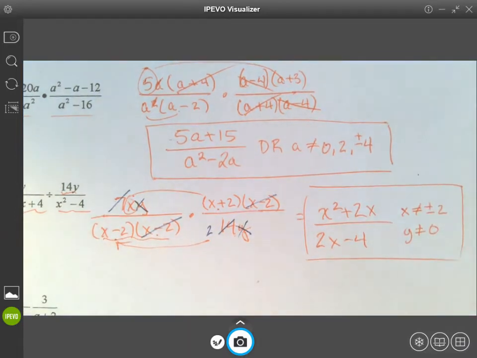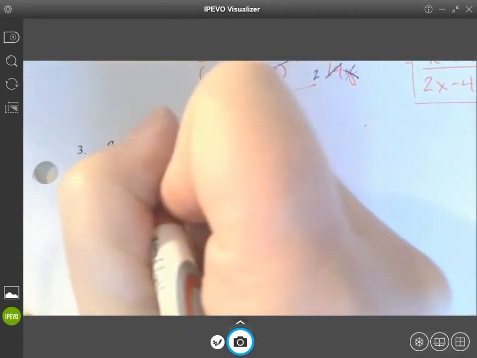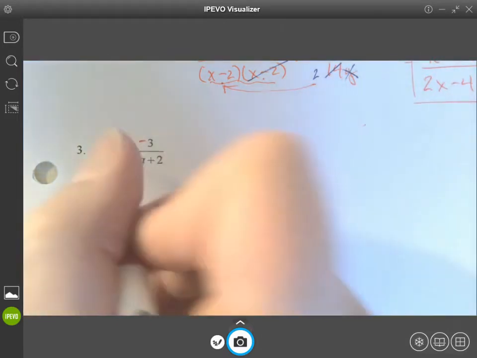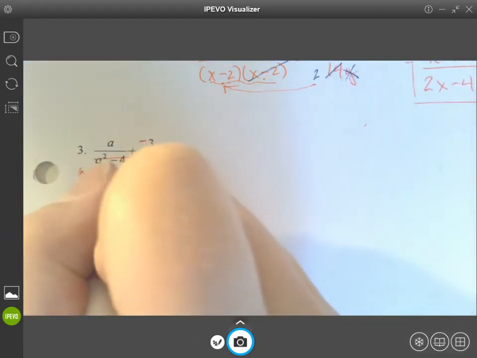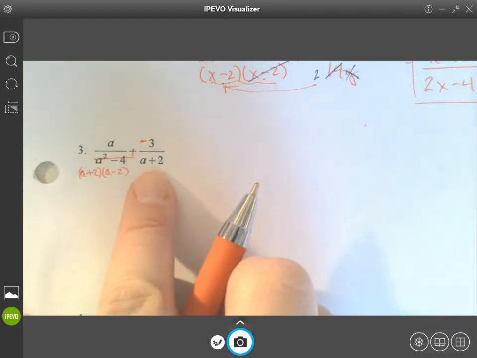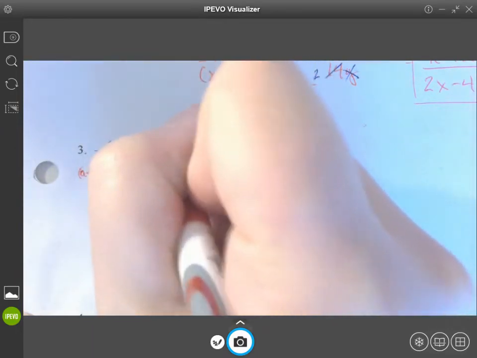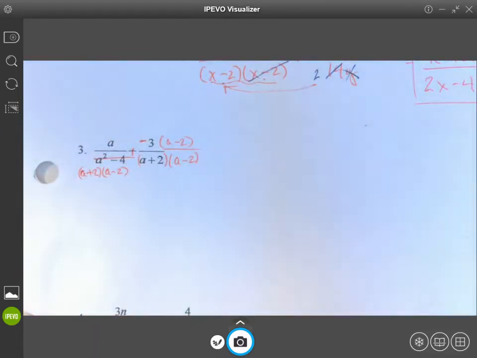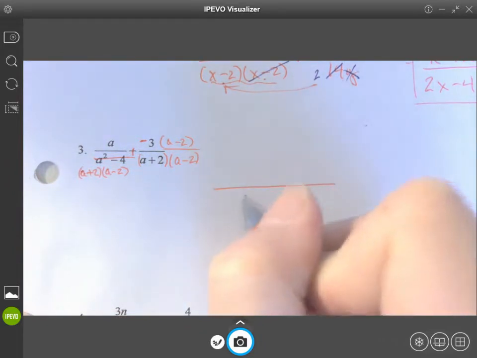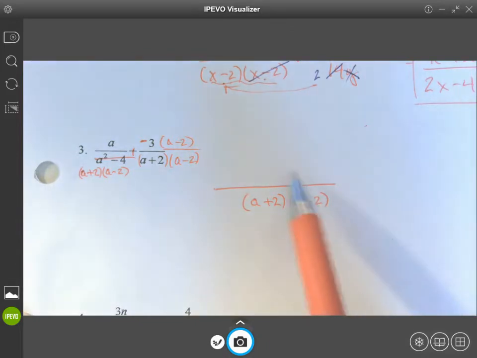Okay, number 3. What are we doing in number 3? Yeah, that's the first thing. Now we are subtracting. There is no cross-canceling here, but I do need common denominators. So I'm going to pull that, and that's going to be a plus 2, a minus 2. So what's this need? This needs the a minus 2, top and bottom. Okay, so here's where we build it. I have a common denominator of a plus 2, a minus 2. This is the point where you can put the big fat plus sign here and do your left and right.